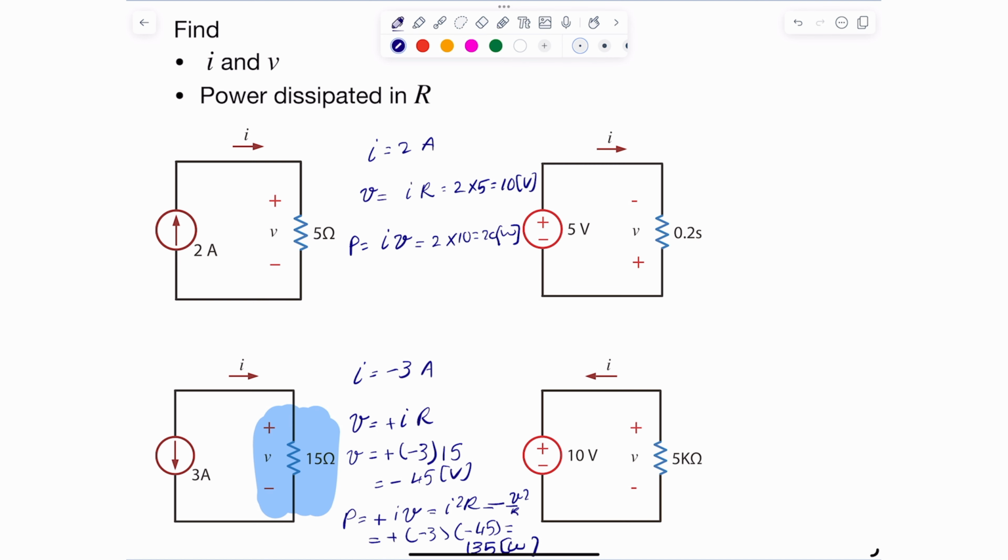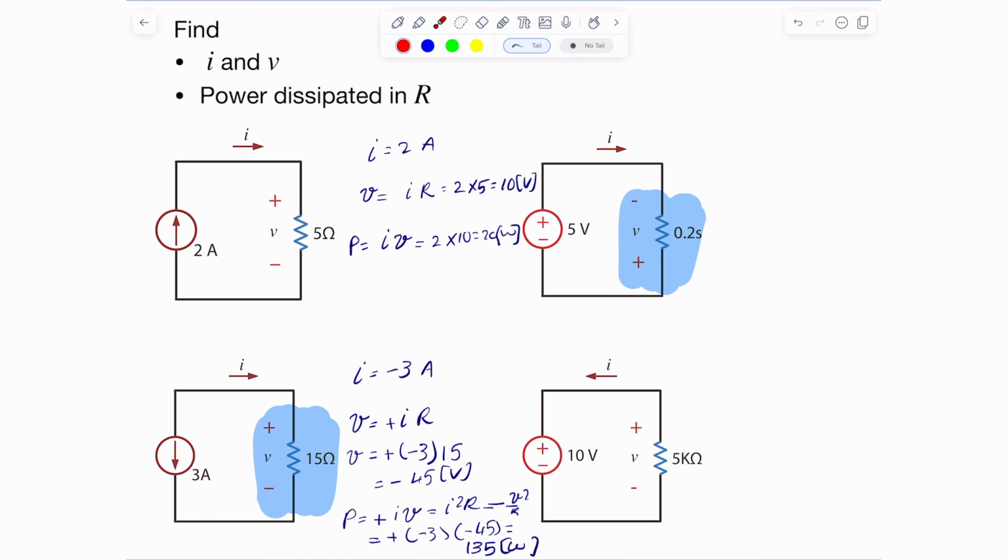All right, we'll move on to the next circuit, this one here. For this particular circuit, we have a voltage source instead of a current source and a resistor, and we're asked to compute I and V. Again, I'll just highlight it to emphasize that this is what we're looking at for now.